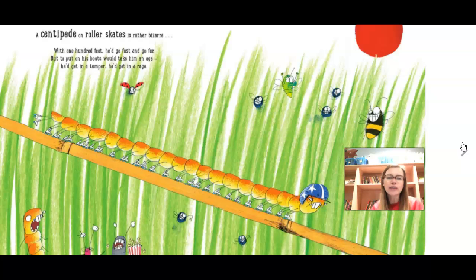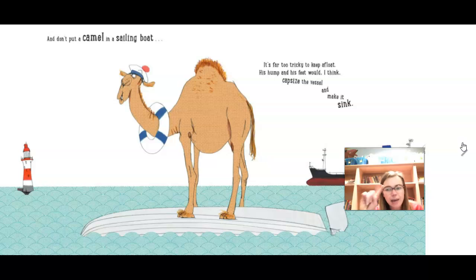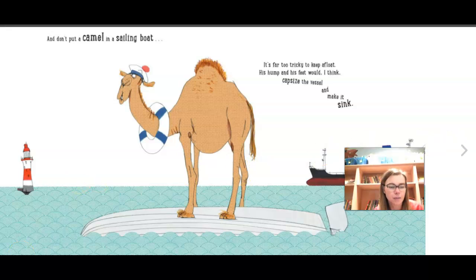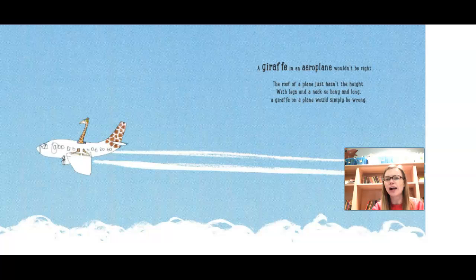A centipede on roller skates is rather bizarre. With 100 feet, he'd go fast and go far, but to put on his boots would take him an age. He'd get in a temper, he'd get in a rage. And don't put a camel in a sailing boat, it's far too tricky to keep afloat. His hump and his feet would, I think, capsize the vessel and make it sink. A giraffe in an aeroplane wouldn't be right. The roof of the plane just hasn't the height. With legs and a neck so long and so bony and long, a giraffe on a plane would simply be wrong.